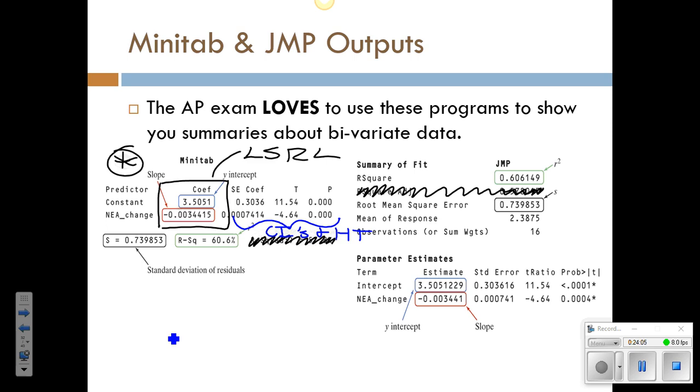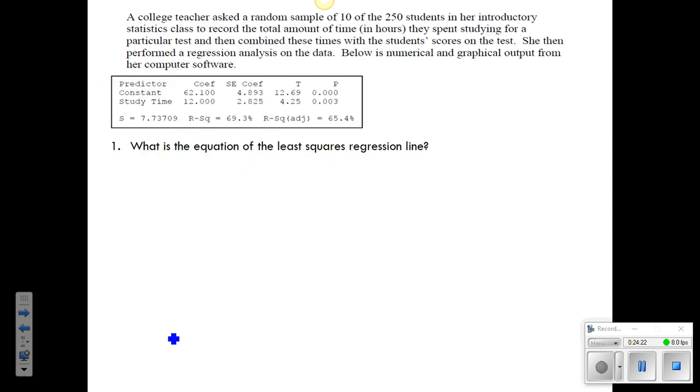We will also use this SE coefficient column when we talk about inference procedures with this. So you need to know Minitab pretty well. Super important. Notice that JMP is pretty much similar to it. If you know how to read one, you can probably read the other. Okay. All right, we have an example.